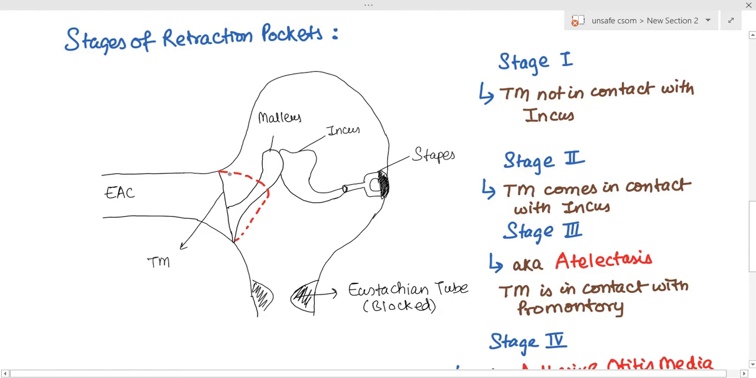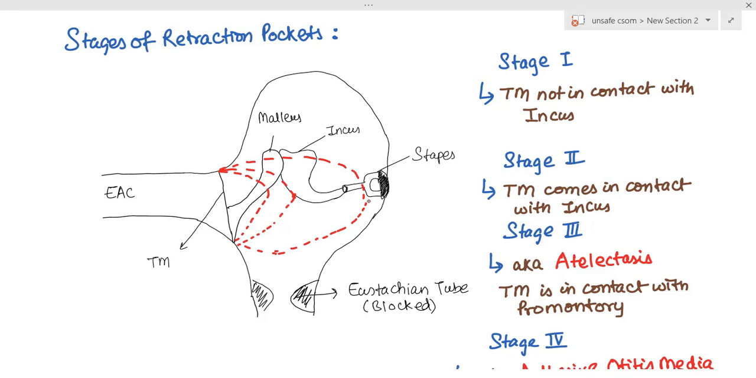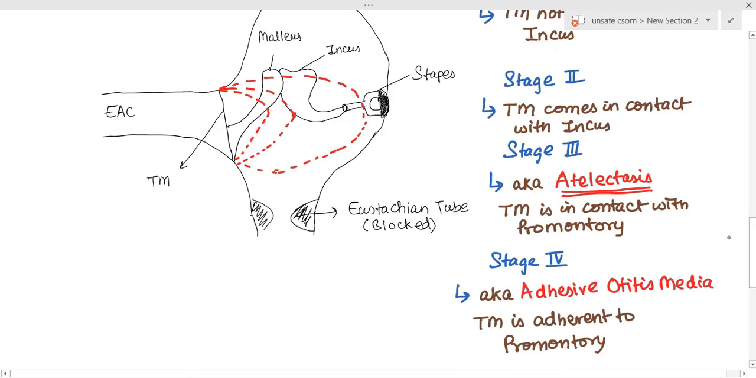In stage 2, there is retraction and the tympanic membrane comes in contact with the incus, like this. Now you can see there's contact of the tympanic membrane with the incus. Okay, in stage 3, there is retraction and the tympanic membrane contacts the promontory, but it's not adherent. Okay, it's not like it is just sticking there. It is in contact with the promontory and there is no air in the middle ear. Okay, it is also known as atelectasis. We have also heard this term in the lungs, when the air is completely washed out.